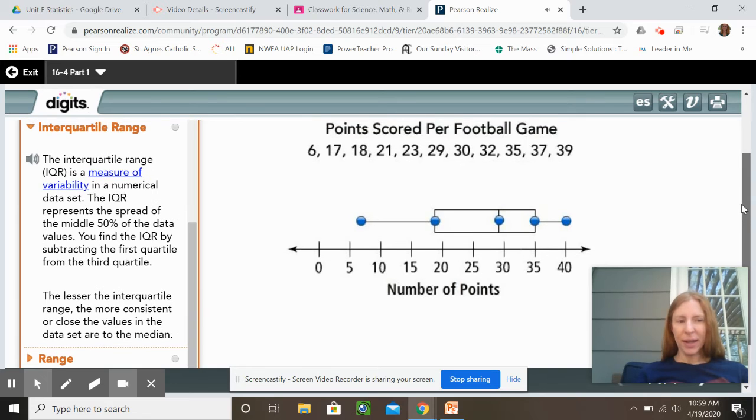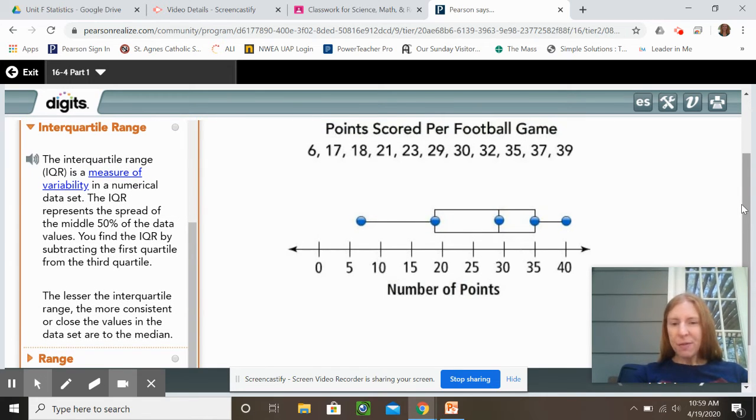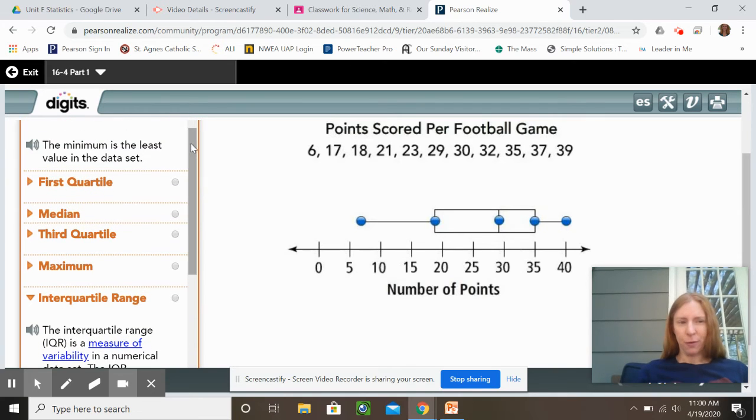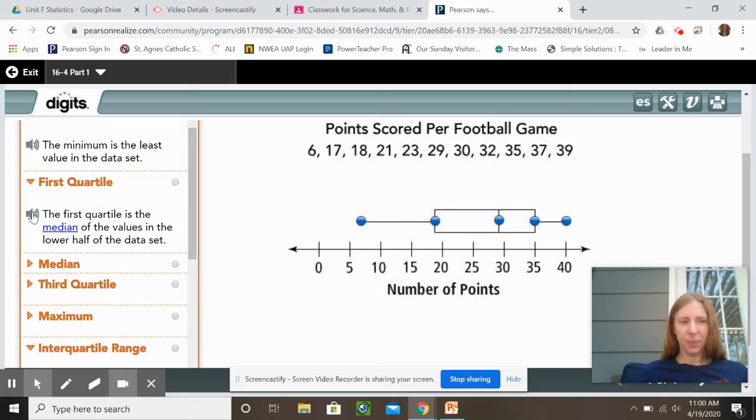So if we were going to find the interquartile range of these points, we would take 35 and subtract it by like 19. And that number is the interquartile range. So we're trying to describe the data as carefully as we can using different methods. It's a great way to look at it to describe how many points do you usually score in a football game. So let's look at how we would find the first quartile first.